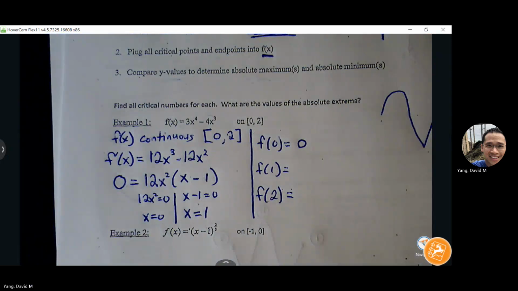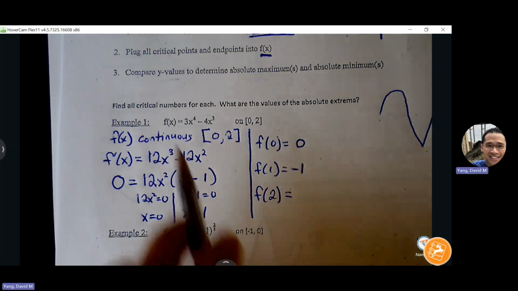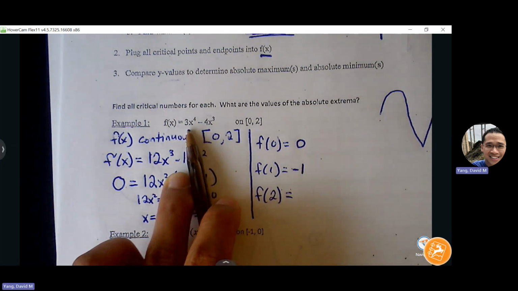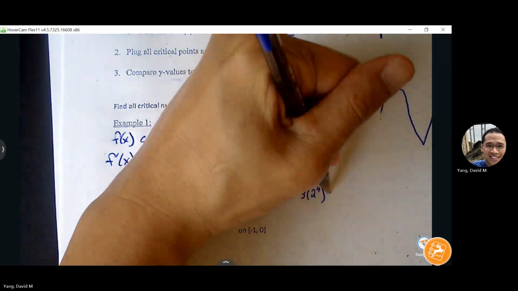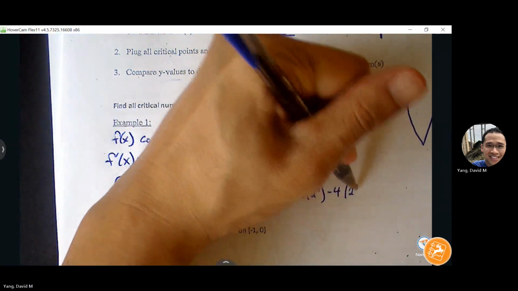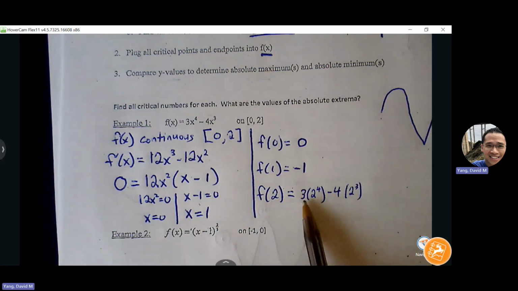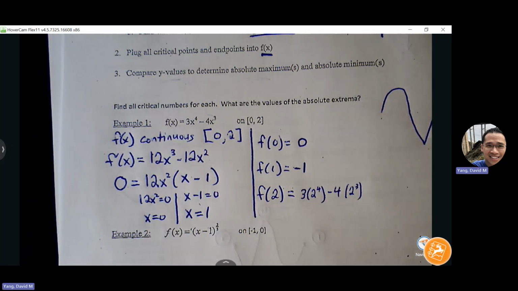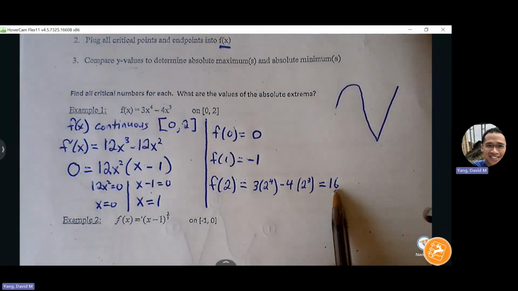So 0 in for x, we get 0. Plug 1 in, we get -1. Plug 2 in: 3 times 2 to the 4th is 48, and 48 minus 32 gives us 16. So what's the highest y value that you see? 16. That's your absolute max. What's the lowest y value? -1.